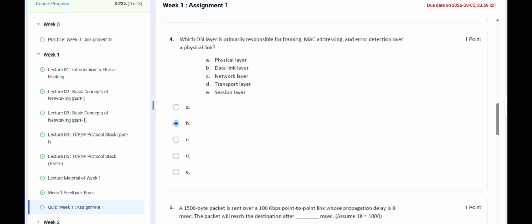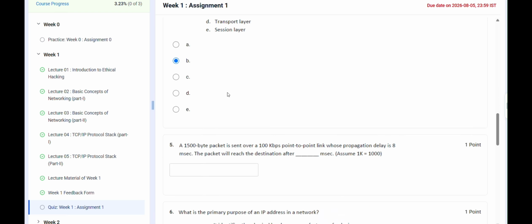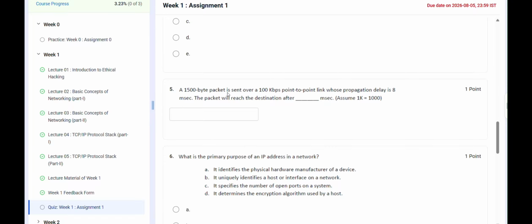Then we have the fifth question. A 1500 byte packet is sent over a 100 kilobyte point to point link whose propagation delay is 8 milliseconds. The packet will reach the destination after dash milliseconds. Assume 1k equals 1000. The answer will be 128.